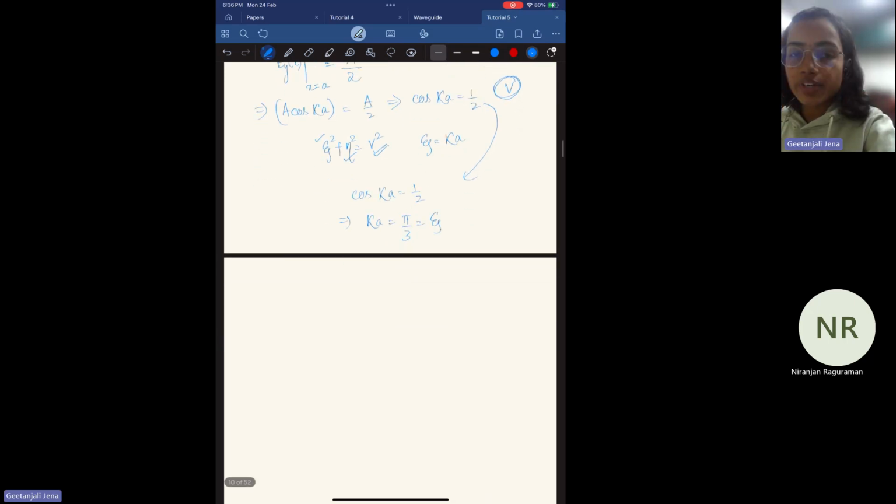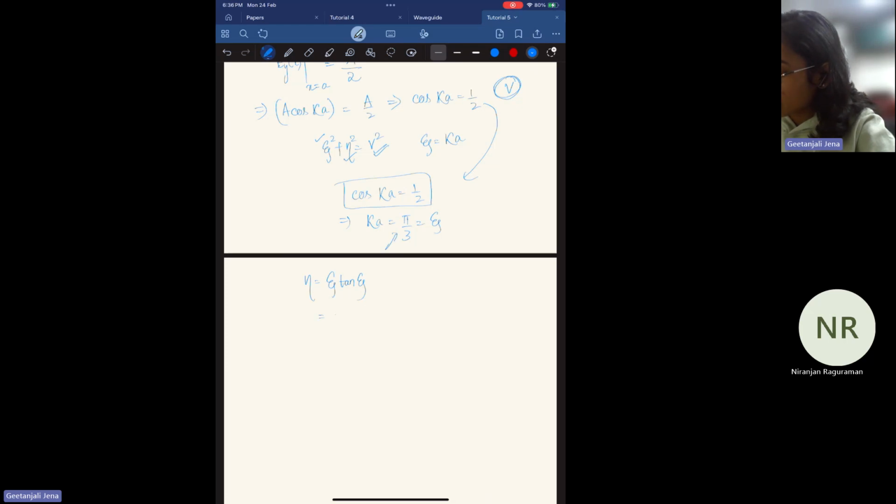And what is the expression for eta? So eta is, if you recall, zeta tan zeta, right? So we know the value of zeta. Now we need to find out the value of tan zeta. For this case, we can directly put the value of zeta, pi by 3, here.